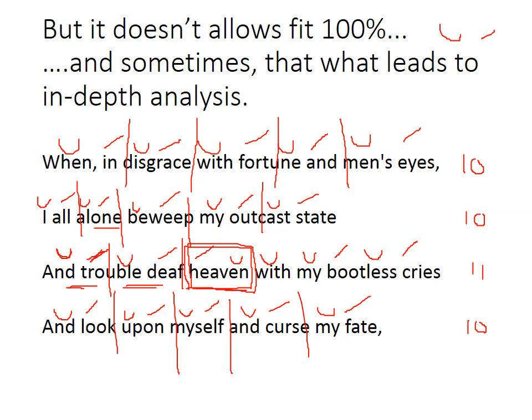Well, let's see. This guy feels like he's in disgrace with fortune in men's eyes. His life is not going really well. He's all alone and he's weeping for his state. He's an outcast. He's troubling deaf heaven. Heaven is deaf. So if you're calling to heaven and heaven is deaf, that's pretty sad. You're praying and no one is helping you. He wants the word heaven to stand out, so he breaks that iambic pentameter.